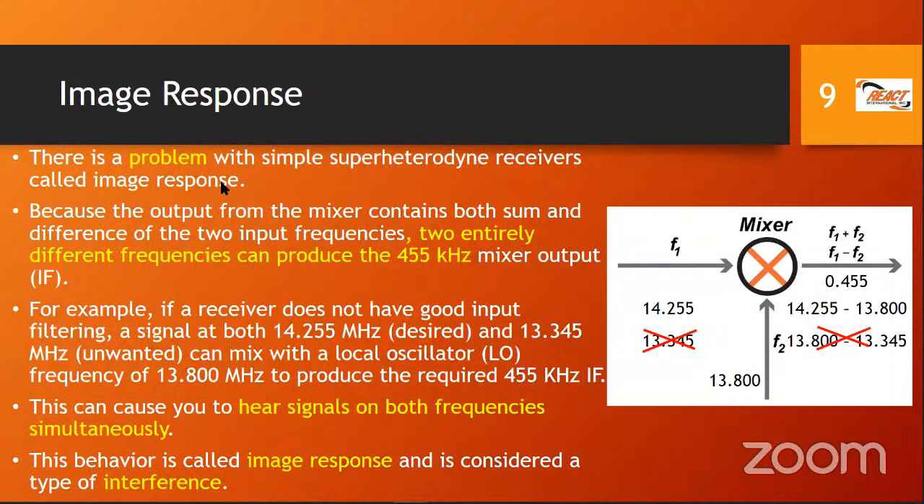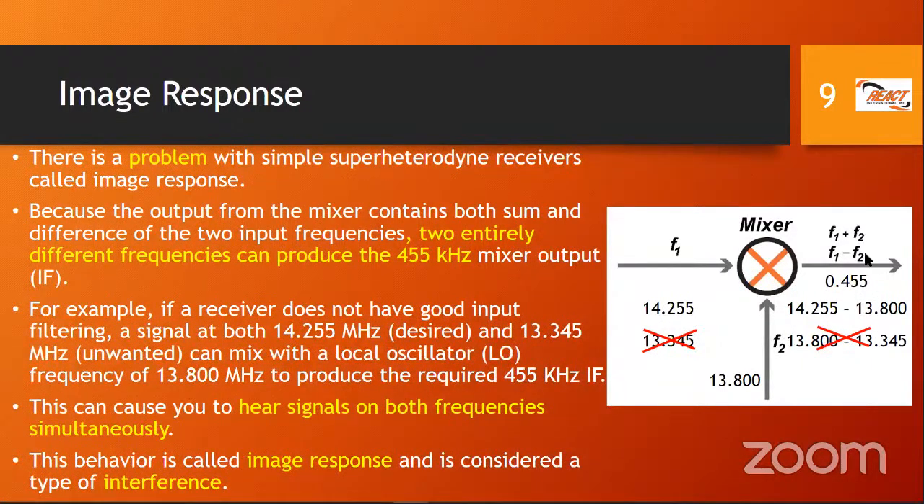But what is image response and why is it a problem? Well, remember we said that the output from the mixer, this is our trusty mixer here, we have the frequency that we're trying to listen to, and we have the frequency generated by the local oscillator here. And when it mixes, it outputs the sum and the difference. That's the problem. It outputs these two. That is a bit of an issue for us, right? We want to output only 455. That is our IF stage.